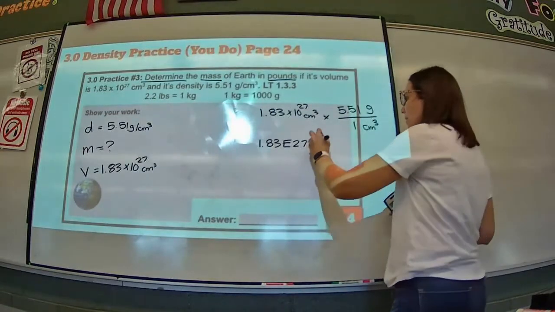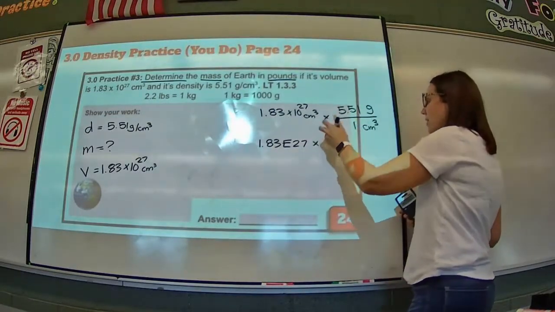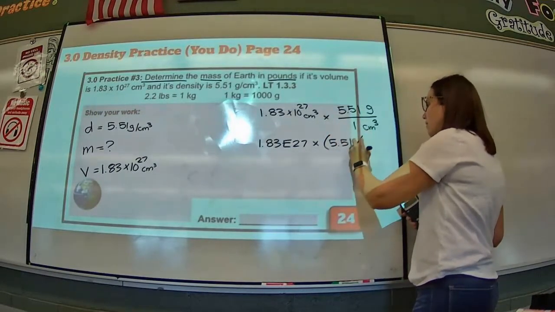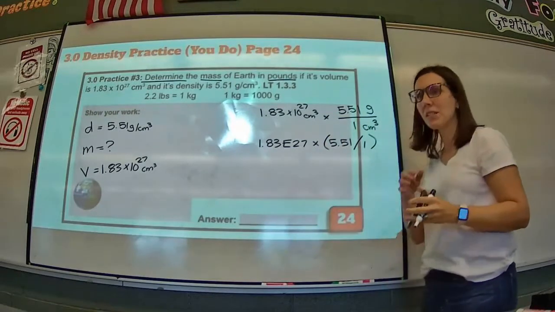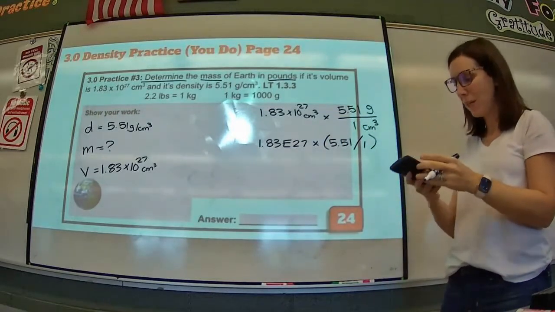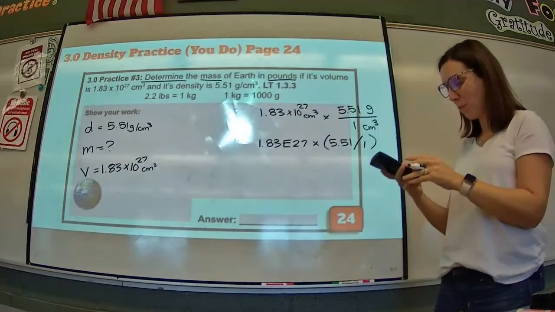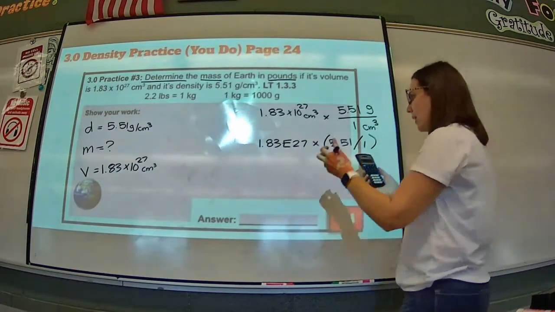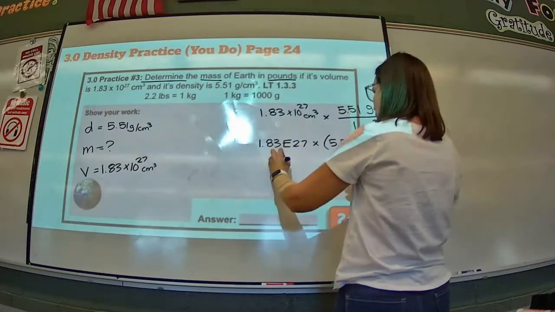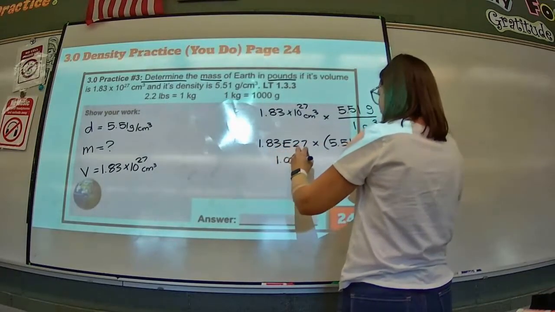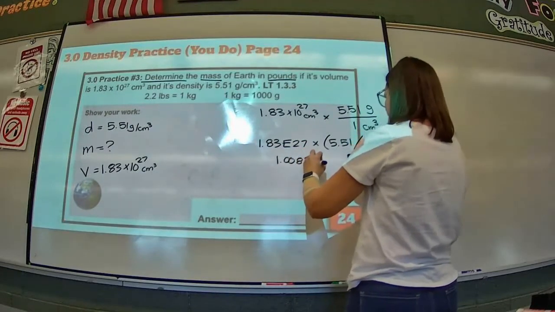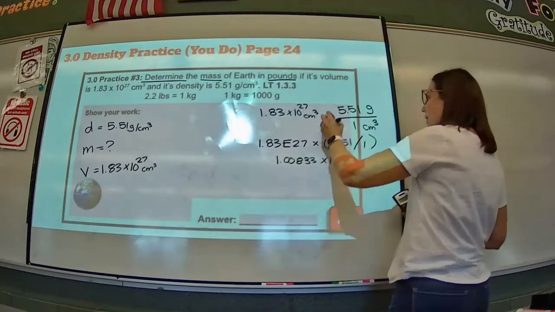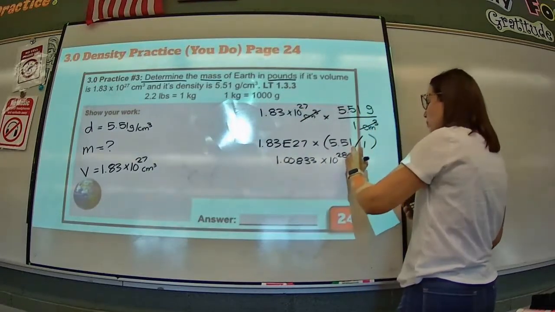And then I'm going to hit times, and then I got 5.51 divided by 1, and then I'm going to hit enter. So I'm going to take my number times 5.51 divided by 1, and I'm going to get this as my answer: 1.00833 times 10 to the 28, and we got rid of centimeters cubed, and this is grams.